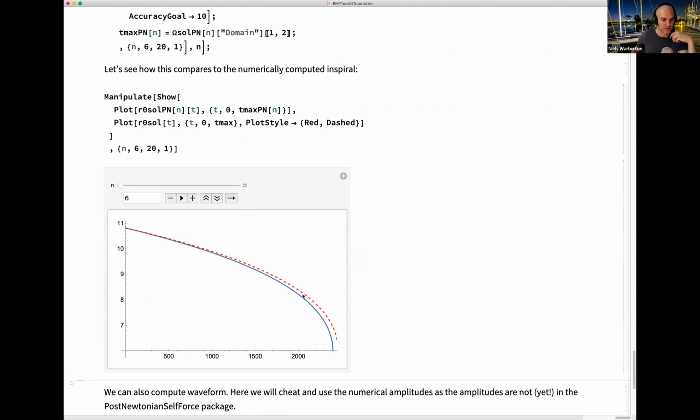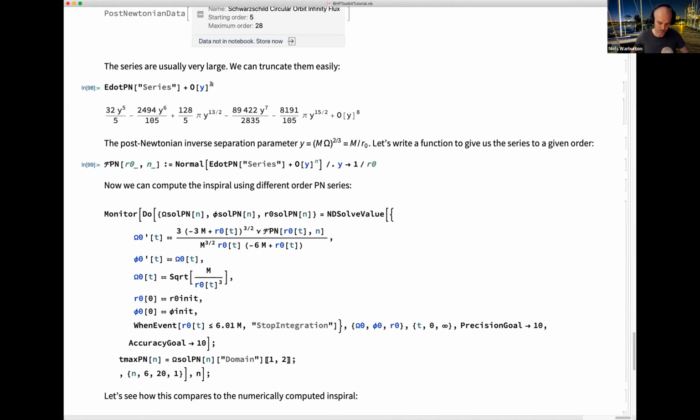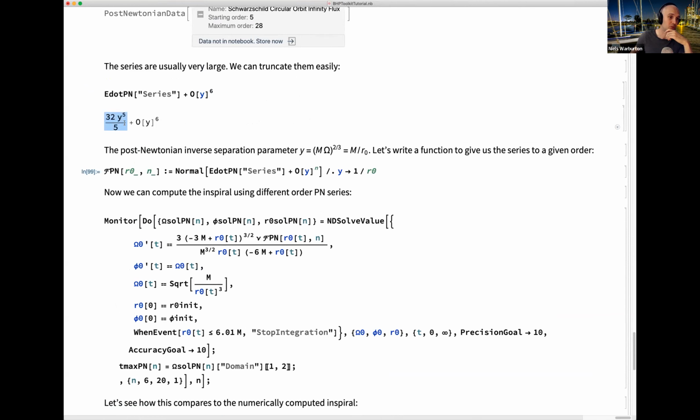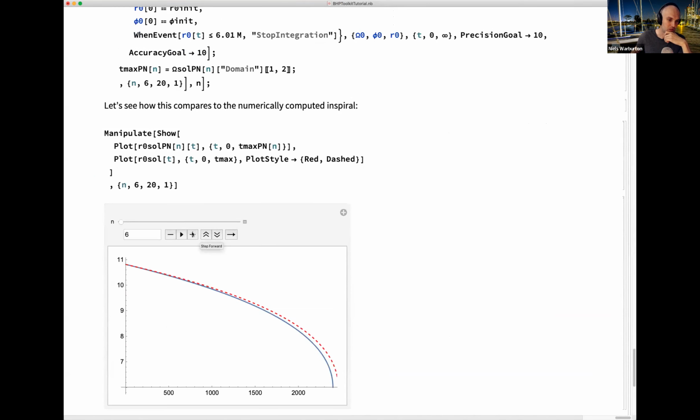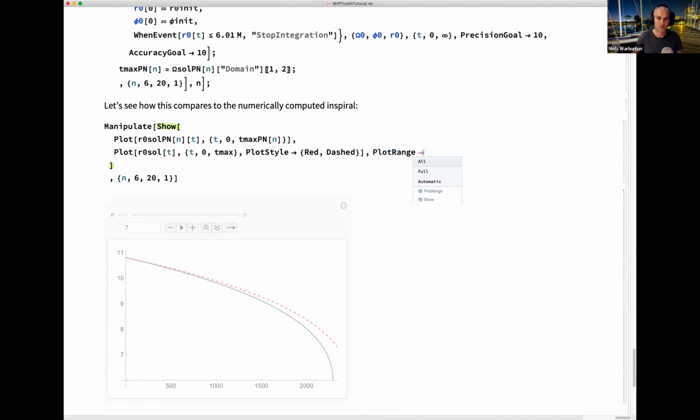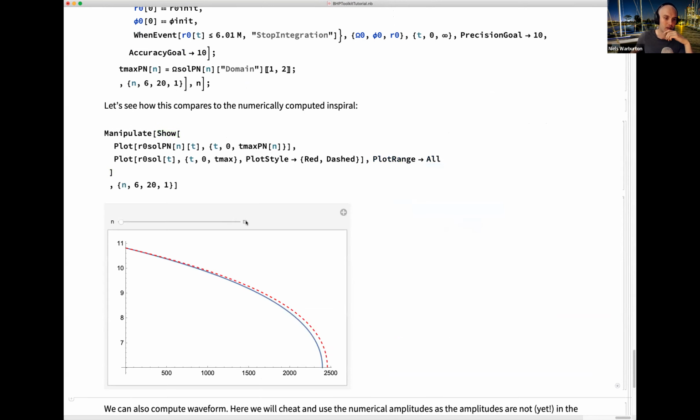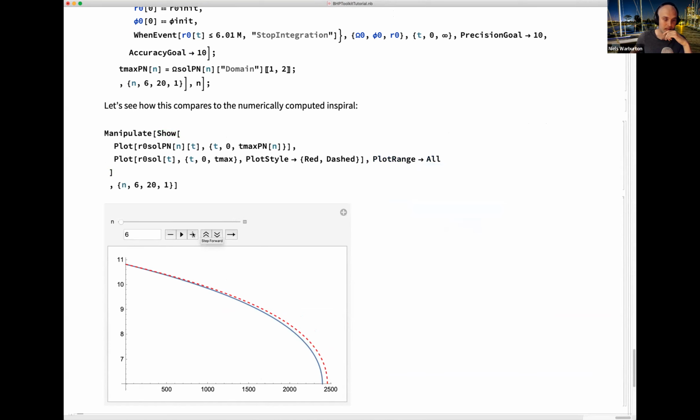Okay, so the dashed red curve here is the radial evolution that we computed numerically, but using the PN series, you can see just using the leading terms. So if you truncate at just order 6, that's just the leading quadrupole term. But we can add more terms. Let's do a plot range all on that. As many of you might know, adding the next term doesn't necessarily mean things get better. And in fact, we see that quite clearly here.